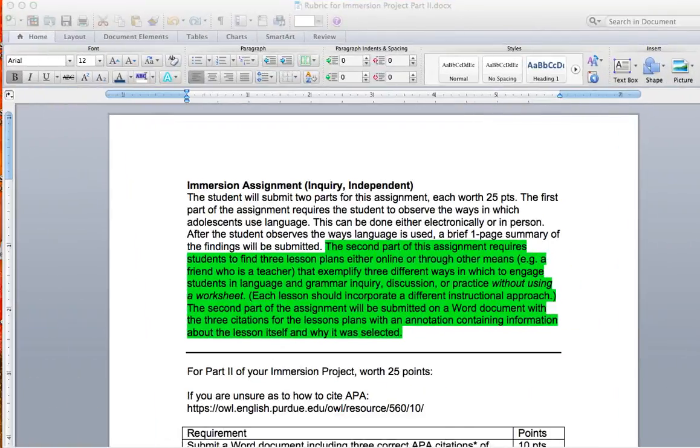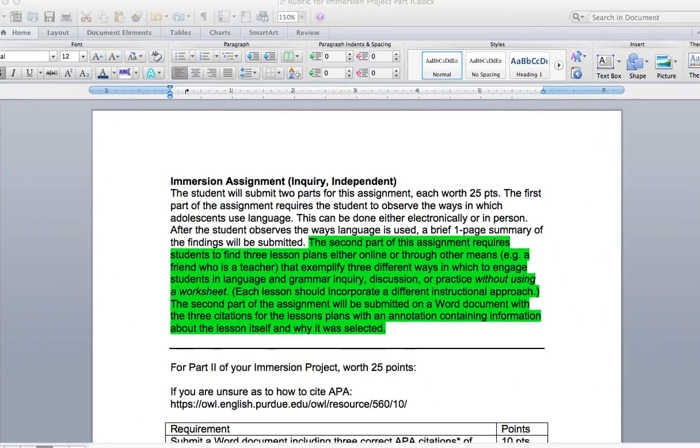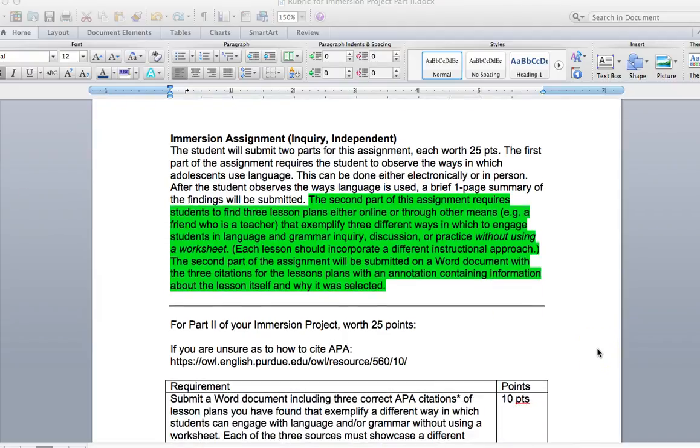Okay, the second portion of the immersion assignment is part 2, which is again worth 25 points. This is the second part, this highlighted portion. What you're going to do is you're going to find 3 lesson plans, either online or through other means. You can ask a friend who is a teacher, you can ask a cooperating teacher you've worked with before. They should exemplify 3 different ways in which to engage students in language and grammar inquiry, discussion, or practice without using a worksheet. This is a lot harder than it seems.